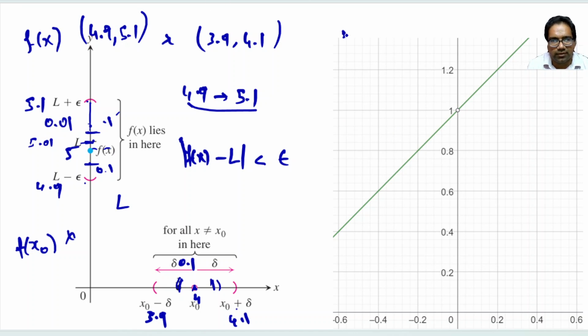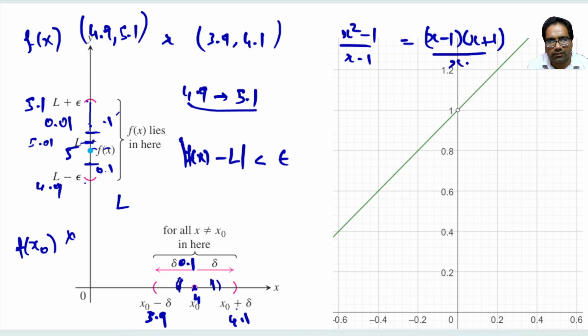Let us take this function x squared minus 1 by x minus 1, which is nothing but x minus 1 into x plus 1 by x minus 1, which is equal to x plus 1 as long as x is not equal to 1. For all other cases, this function is equal to x plus 1. Sorry, the graph I have drawn is slightly different. Let us take another case.